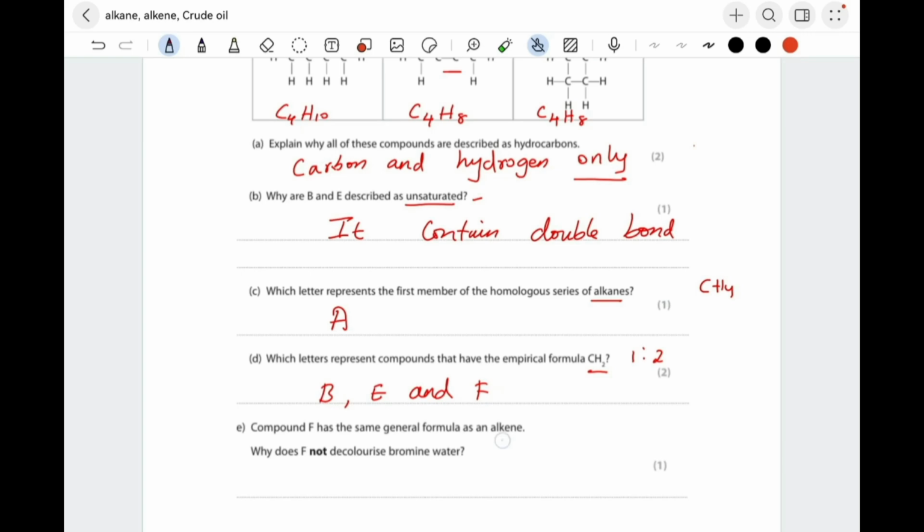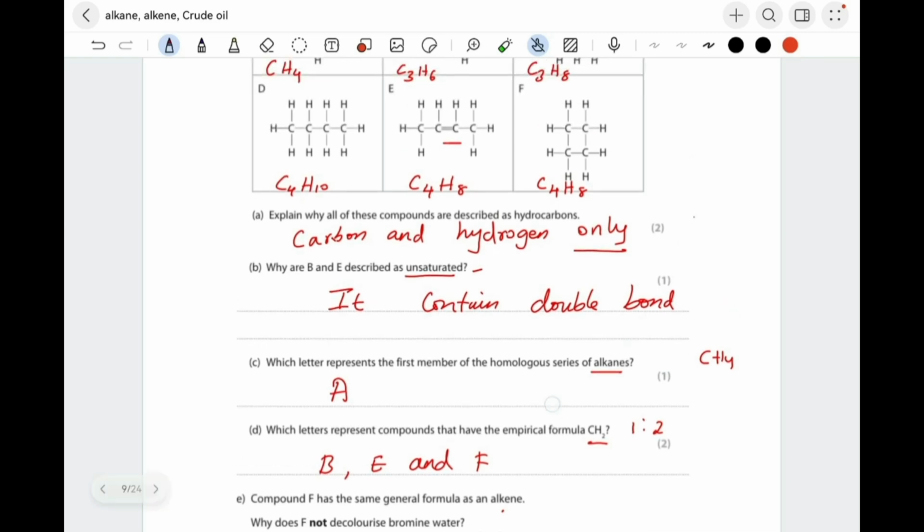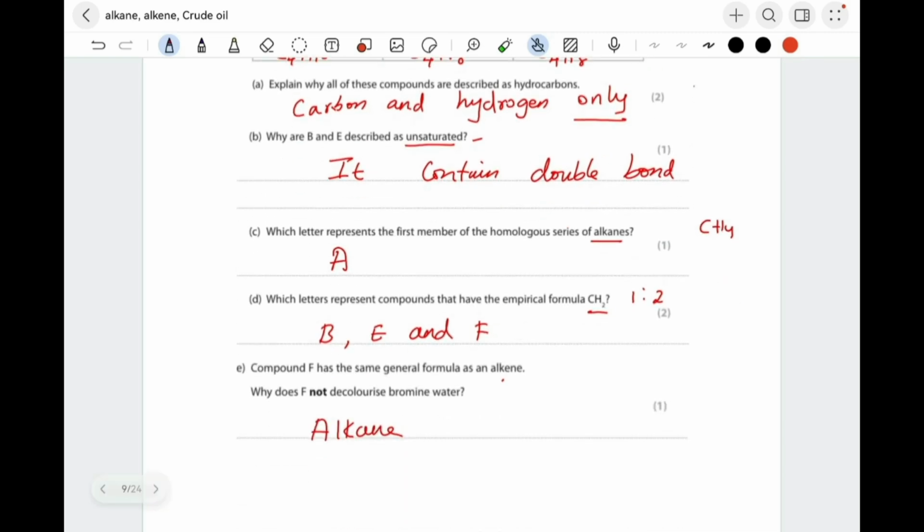Compound F is the general formula of an alkane. Why does F not decolorize bromine water? Remember, alkanes do not. Here it's all single bonds. Alkanes do not decolorize bromine water. Compound F is an alkane, so it does not decolorize.